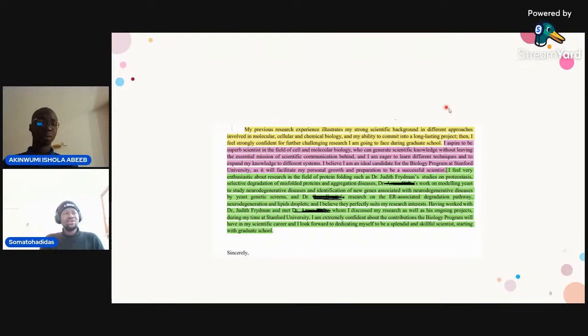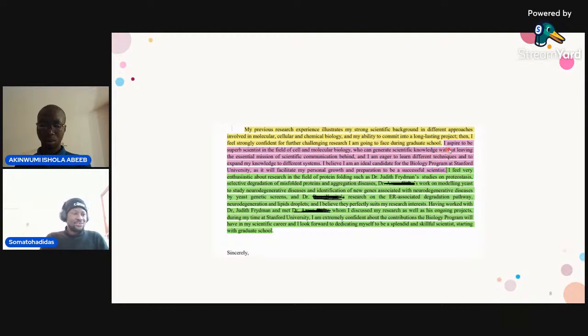So here, after illustrating his research experiences and what he was able to get from those experiences, be it publications and results, he summarized everything: his research experiences and background portray him as a strong candidate who has knowledge in the field of molecular, cellular, and chemical biology, and the ability to commit to a long-term project, because he worked on several projects during his undergrad. He also had the opportunity to have a research internship at Stanford.